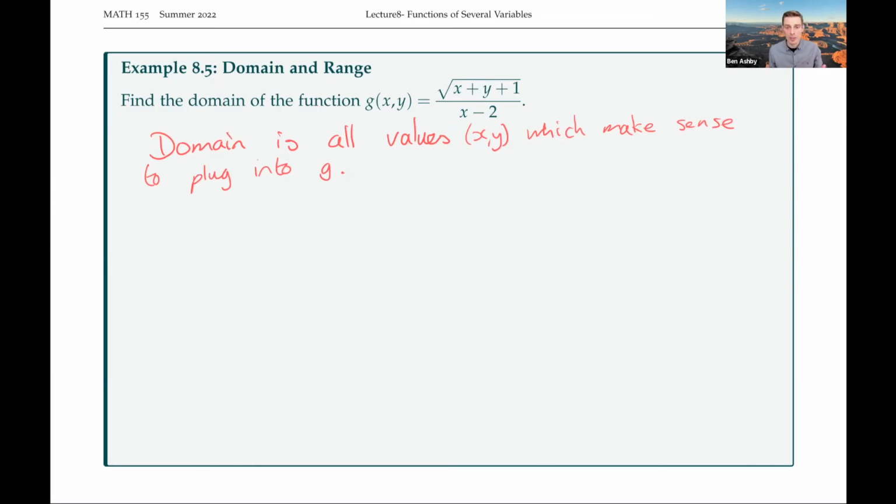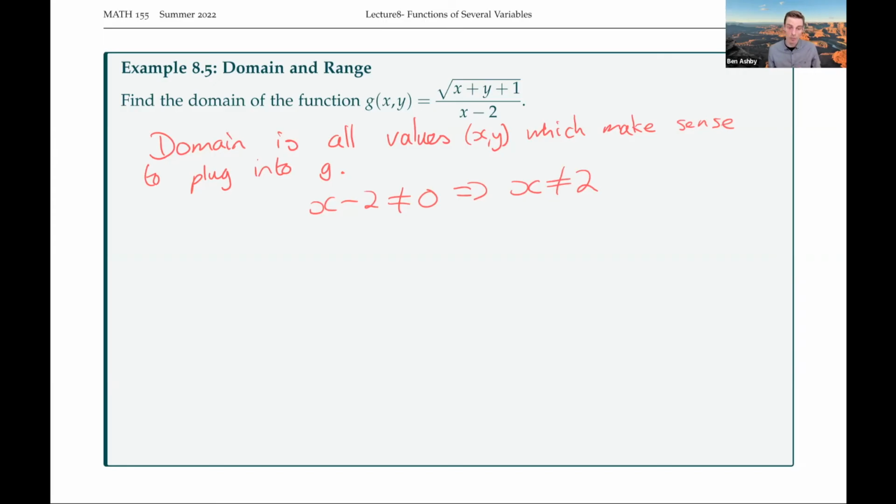What I mean by this is that we don't want to plug values into our g that don't make any sense. So, for example, if we look at the denominator, we can't divide by 0, so we know that we can't have x minus 2 being equal to 0. So we need x minus 2 to not be equal to 0, which implies that x can't be equal to 2. So x equal to 2 is excluded from the domain of this function.